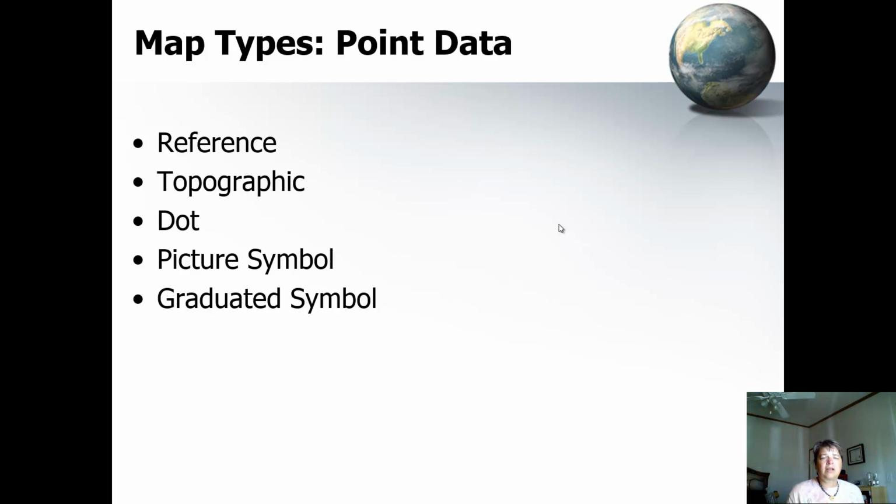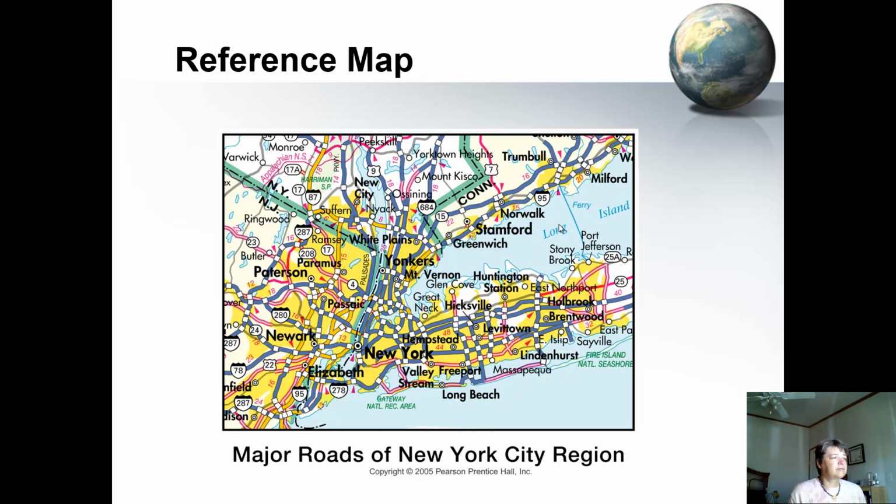Different types of ways to show point data. You have dots, you can have special symbols. There's actually picture symbols that are out there. And again, you'll see in ArcMap all the different ways you can symbolize things. You can also have graduated symbols where if you have a city of 100,000, you can have a bigger dot on the map than you have for a city with 5,000 people in it. There's a lot of different ways to show data.